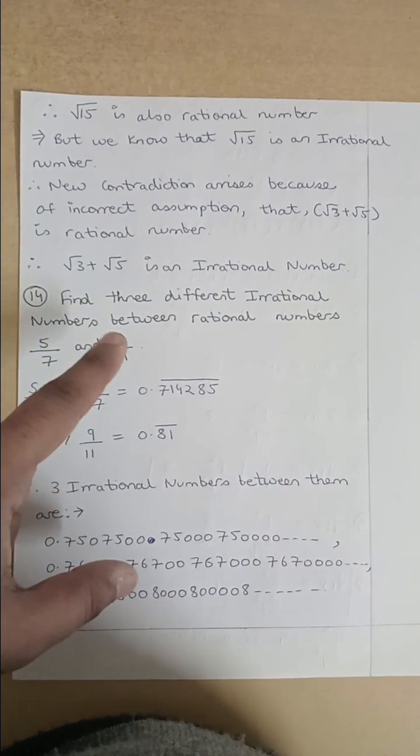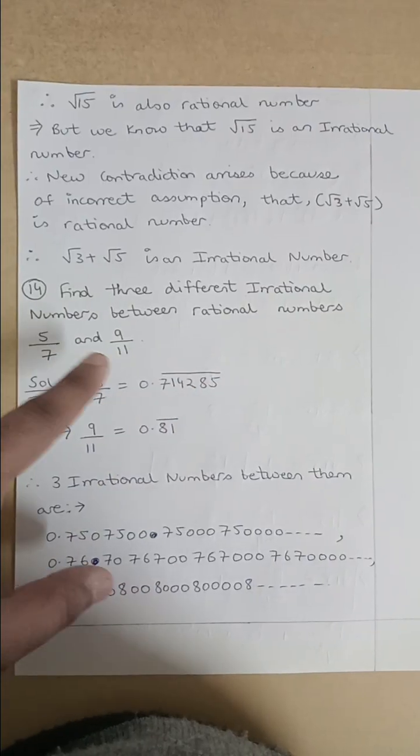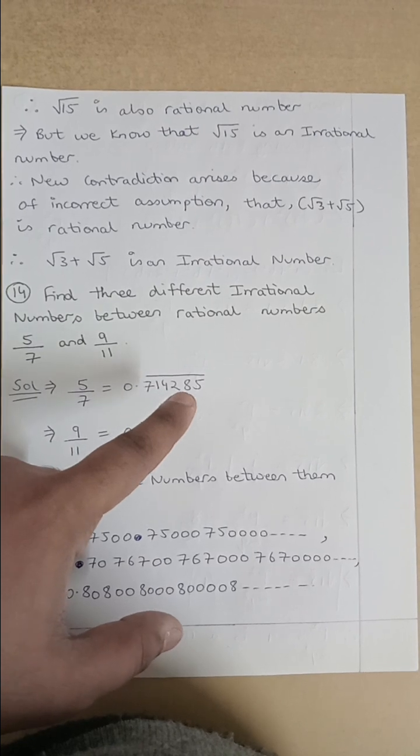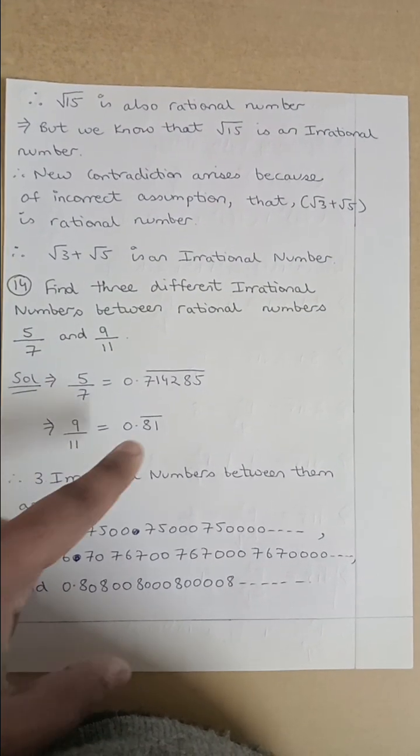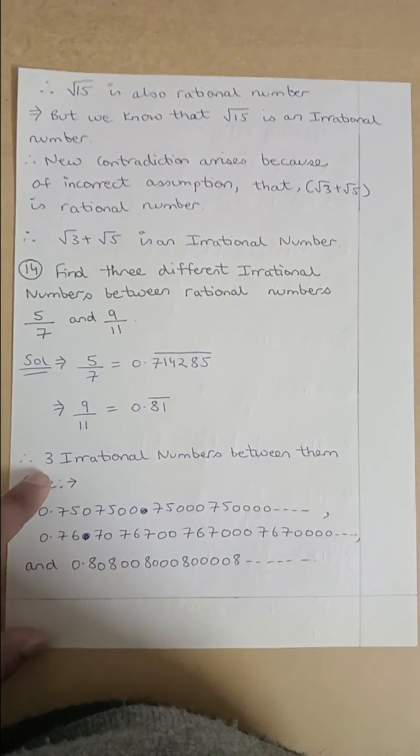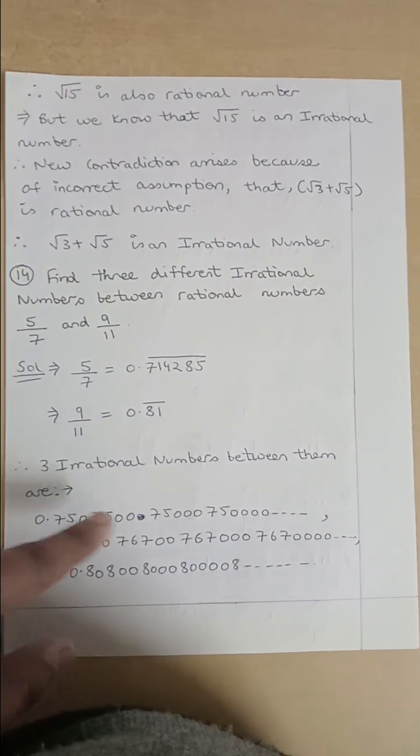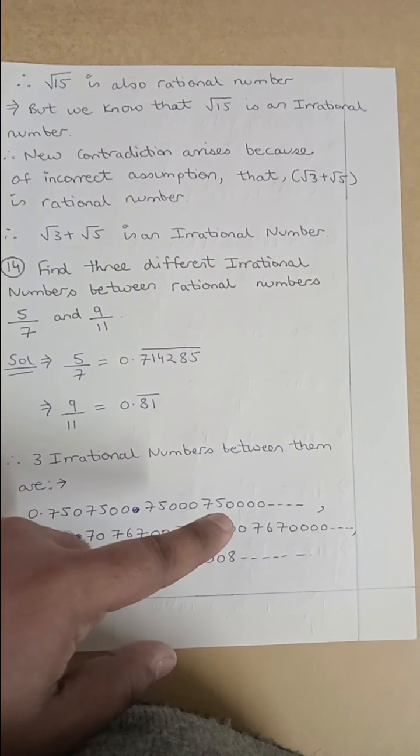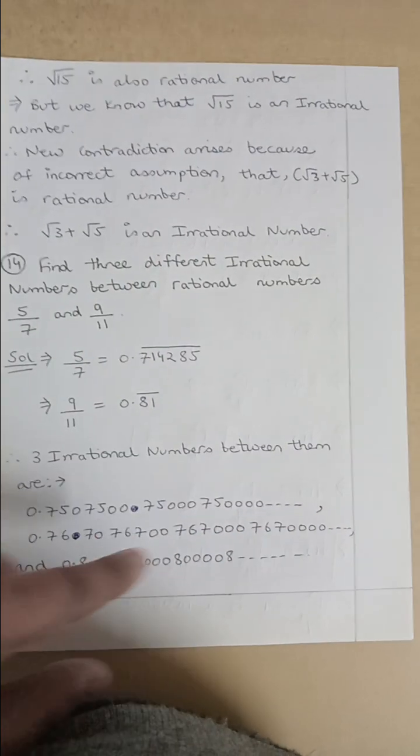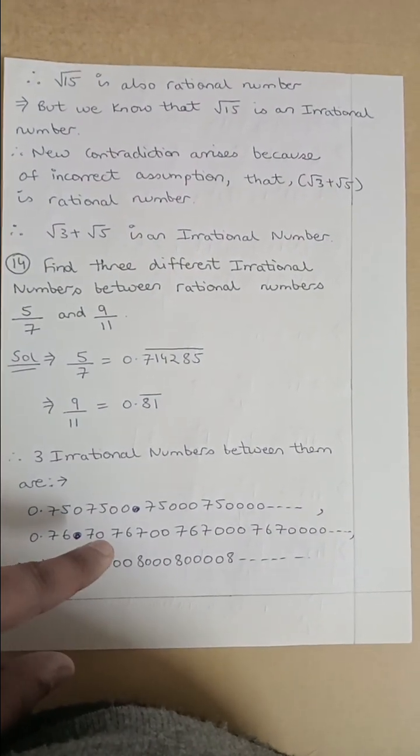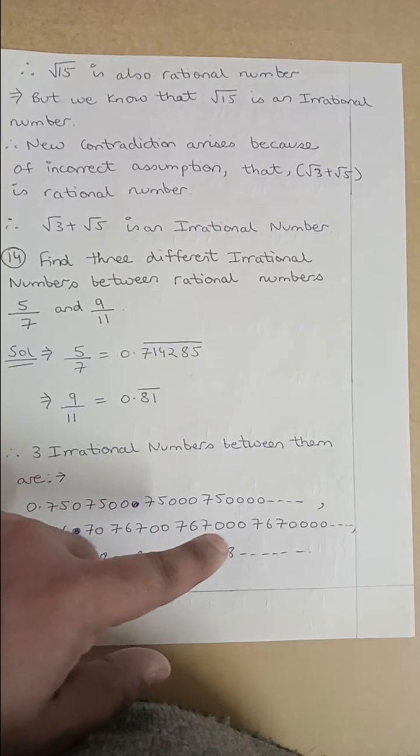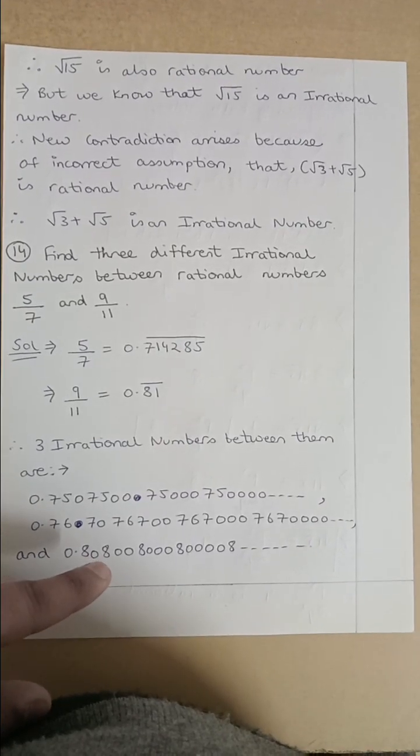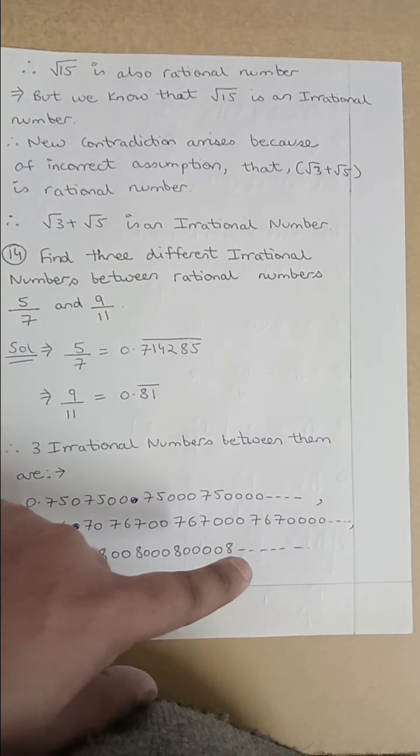14th question. Find three different irrational numbers between rational numbers 5 by 7 and 9 by 11. So 5 by 7 comes out to be 0.714285 bar, and 9 by 11 comes out to be 0.81 bar. Therefore, three numbers lying between them are 0.750, 7500, 75000, and so on, then 0.7670, 76700, 767000, and so on, and 0.80, 800, 8000, and so on.